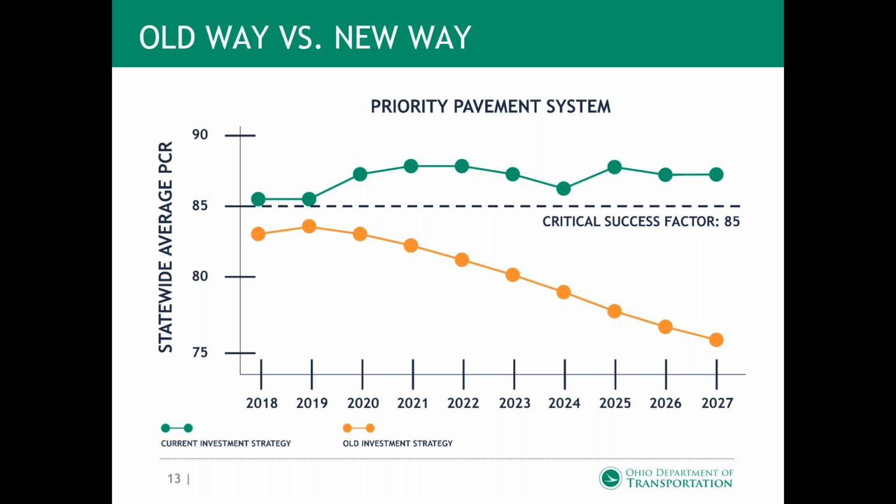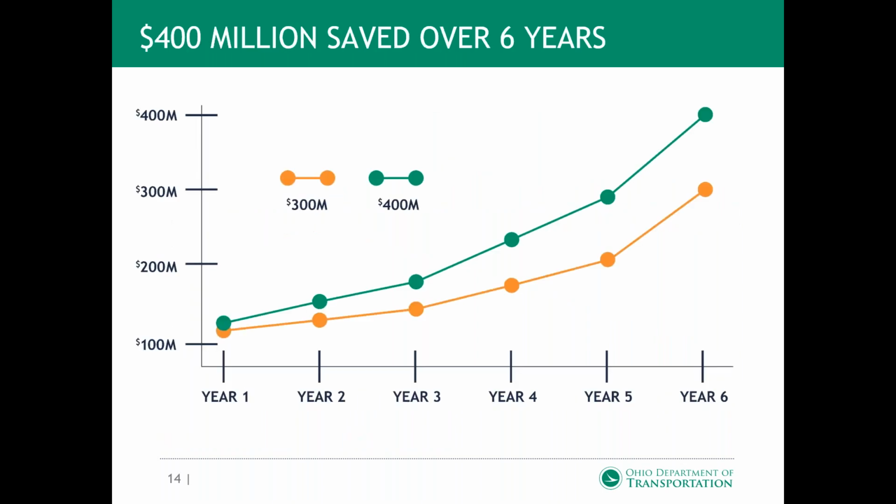And so the old investment strategy, the way we were doing it before, kind of backing the districts into a corner, just was not working at all. And what we're realizing now, we estimate that we'll be about $300 million in efficiency based off the new process that I showed you. We were trending more towards $400 million over the 6-year planning horizon. Absolutely incredible.